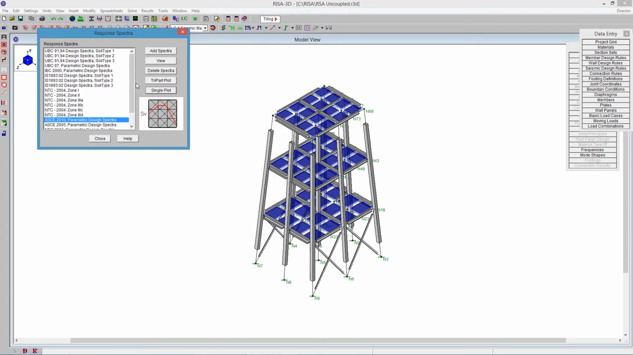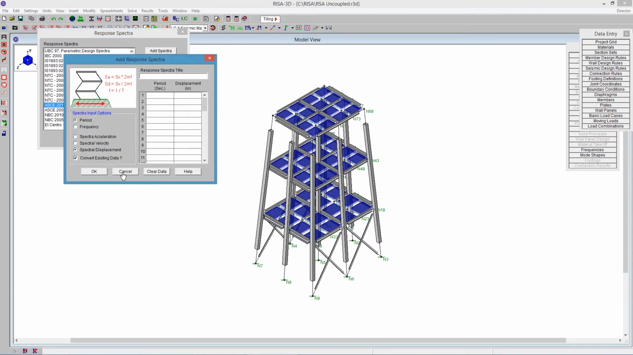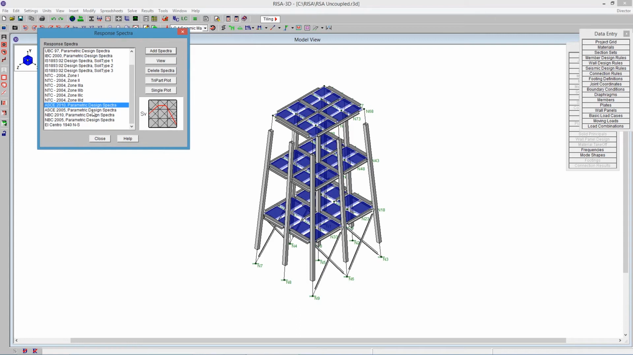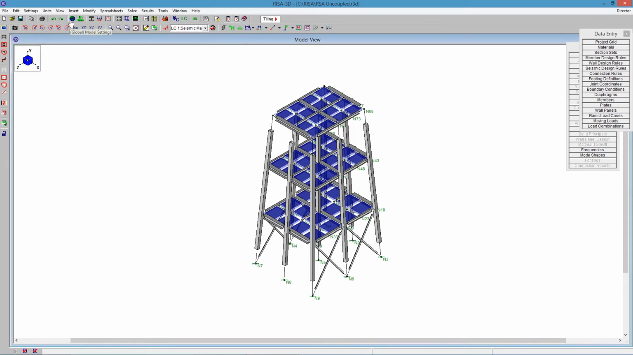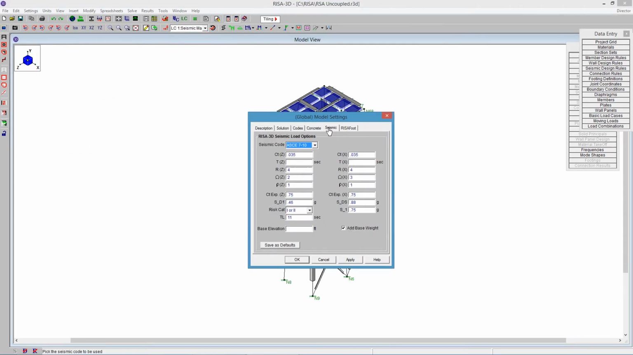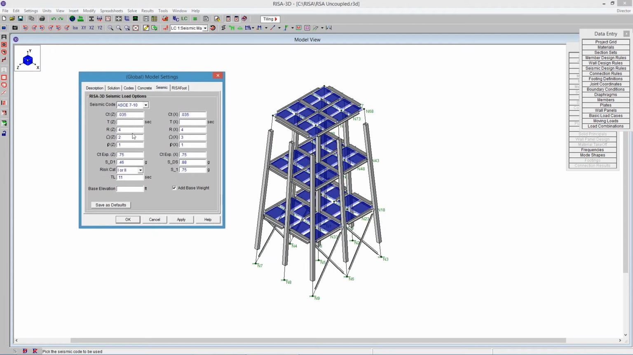But if you're beyond what we're looking at here for the building codes, you can also add your own spectra directly in. So for us, we're going to work on just this one here using a known spectra. So I'm going to push close. And the first thing you'd want to do is jump into the seismic tab here and fill out the information for the building, or structure.